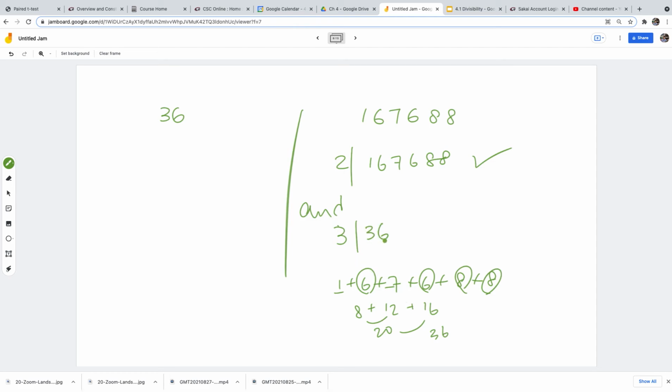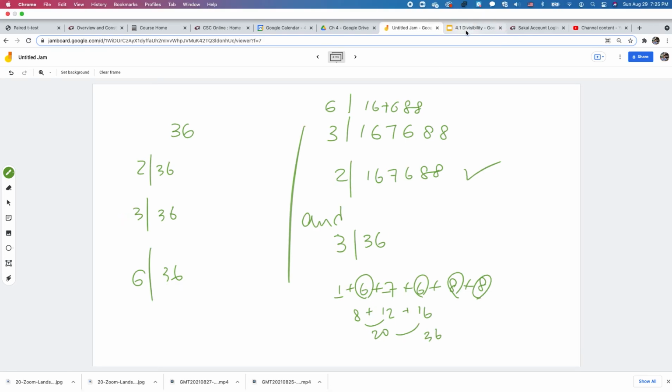So it is divisible. Then we can say this is also divisible by 3, because 167,688 is both divisible by 2 and 3. We can say it is also divisible by 6. Okay, just like this one: 2 divides 36, 3 divides 36, then 6 divides 36 as well. So that's the divisibility test for 6.